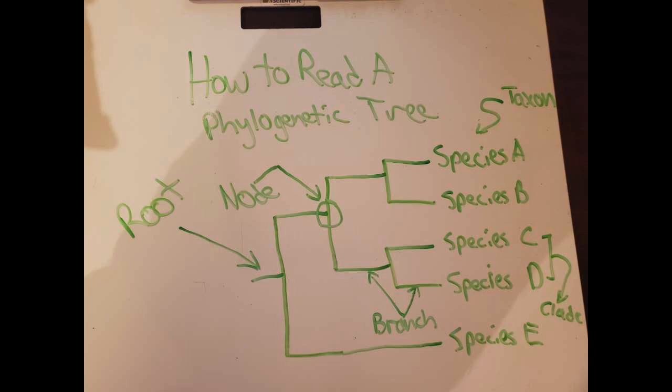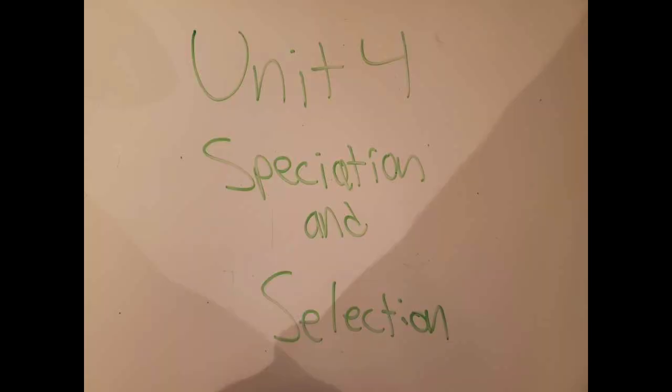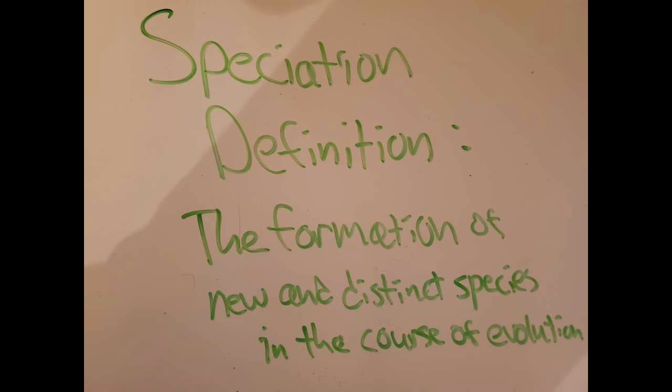in the phylogenetic tree. Thus, it is important to remember that a phylogenetic tree gets closer to our ancestors on the left and the present day on the right. Our next unit in our presentation is Unit 4, Speciation and Selection. The definition of speciation is the formation of a new and distinct species in the course of evolution.